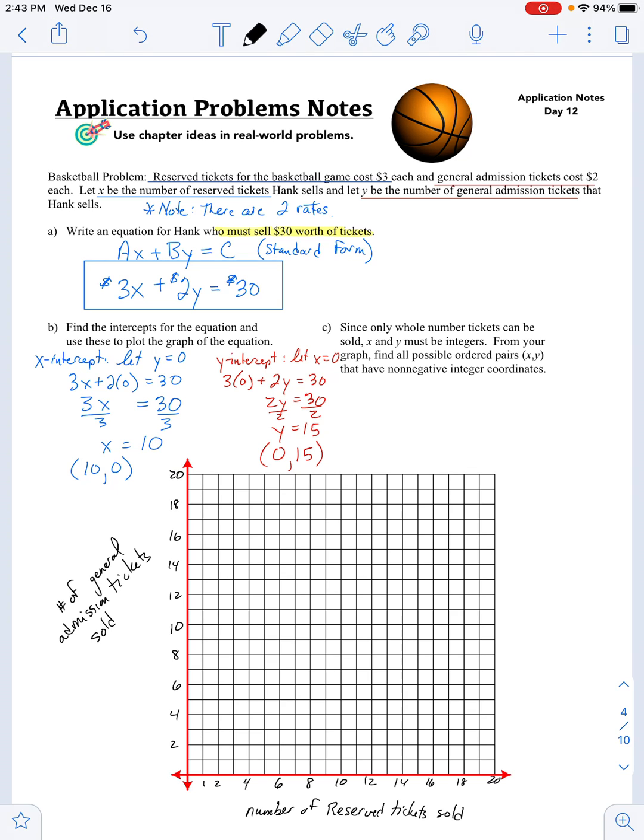We're going to want to plot this. I'm going to plot 10, 0 right here. And I'm going to plot 0, 15 up here. I'm going to draw my line in that's going to represent this.